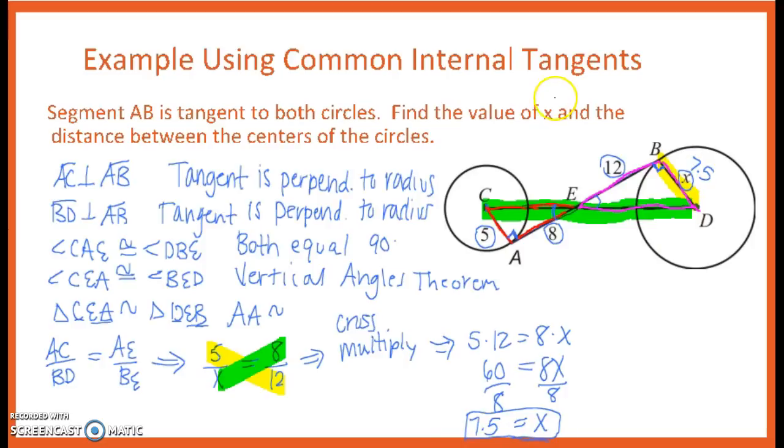Alright, so now I found the value of x. Next I want to find the distance between the centers of the circle. So what I want to do here is I just want to use the Pythagorean theorem twice.